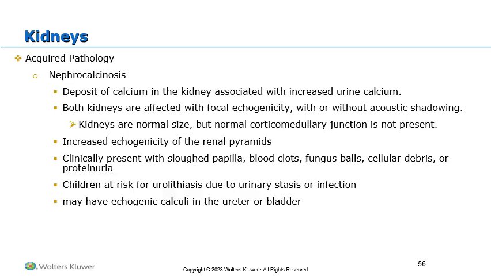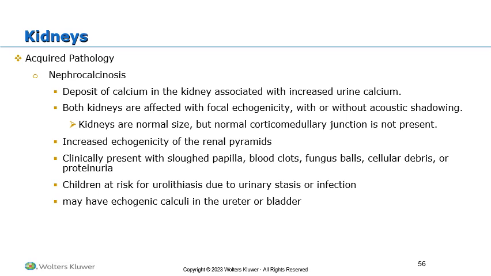Okay, now nephrocalcinosis. This is where there's a deposit of calcium in the kidney associated with increased urine calcium. These patients might have elevated levels of calcium on urinalysis. Both kidneys are typically affected, and they're going to have focal echogenicities. Because it's calcium, we would expect to see acoustic shadowing, but sometimes you don't. Kidneys with this are typically normally sized, but they have an abnormality in their appearance at the corticomedullary junction. Where that cortex meets the top of the pyramids, we don't see that normal echogenicity change.